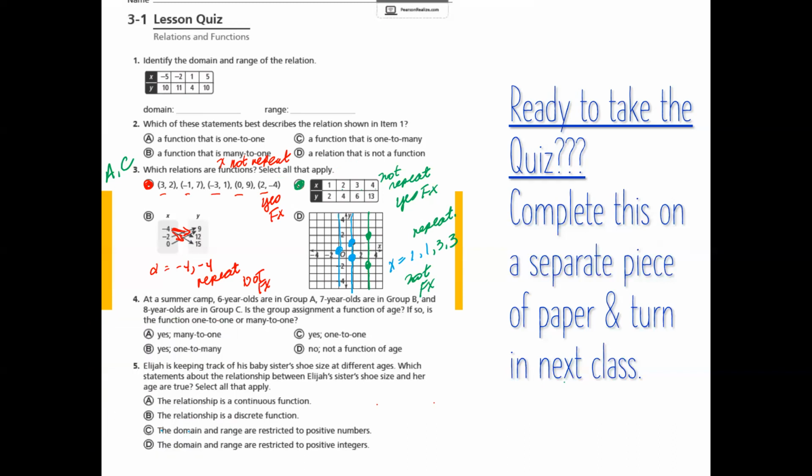Question number 8. At a summer camp, 6-year-olds are in group A, 7-year-olds are in group B, and 8-year-olds are in group C. Is the group assignment a function of age? If so, is the function 1-to-1? It will be because A's are only going to be group 6s.